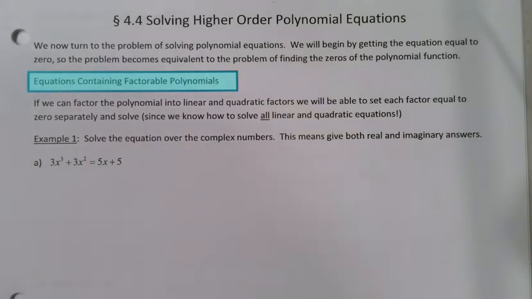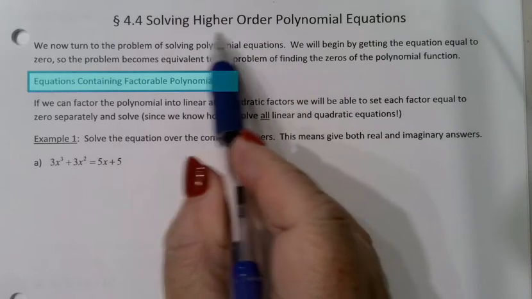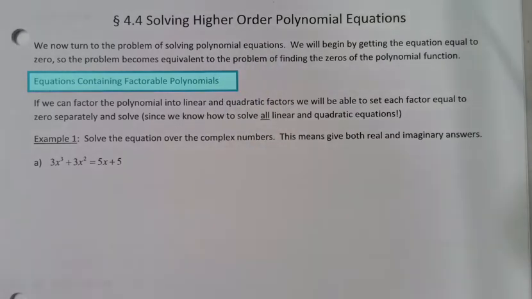In this section, one of the things we're going to have to contend with is the fact that unlike quadratics, where we always had a fallback, we always knew that if all else failed, we could use a quadratic formula. There is no such thing for higher order polynomials. So we're much more dependent on being able to find some other clever method to solve.